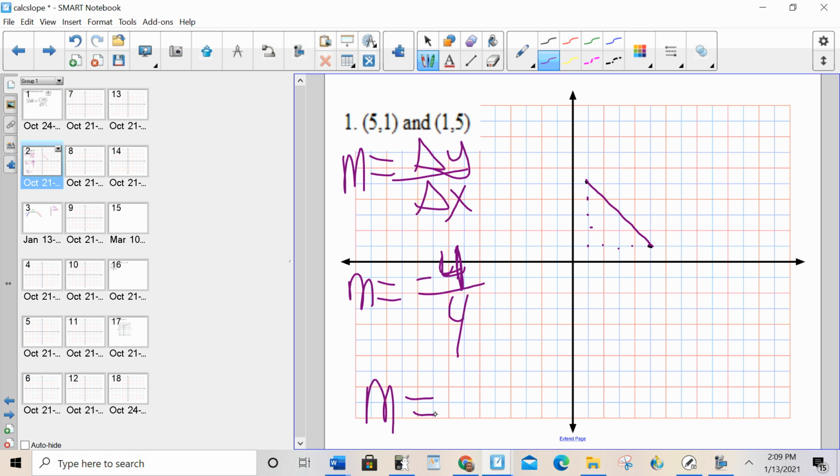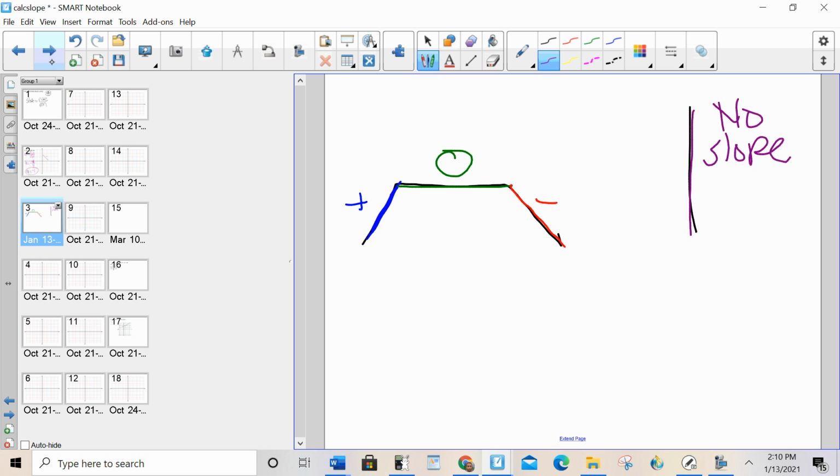Negative 4 over 4 is negative 1. We always want to reduce the fraction if we can. And that's it. And I know it's going to be negative because if it's going downhill, it must have a negative slope. So if I'm going down and right, it's a negative slope. If I go up and right, it's going to be a positive slope, and we'll see that shortly.